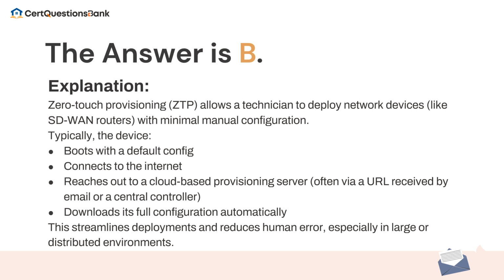Zero-touch provisioning, ZTP, allows a technician to deploy network devices, like SD-WAN routers, with minimal manual configuration. Typically, the device boots with a default config, connects to the Internet, reaches out to a cloud-based provisioning server, often via a URL received by email or a central controller, downloads its full configuration automatically. This streamlines deployments and reduces human error, especially in large or distributed environments.